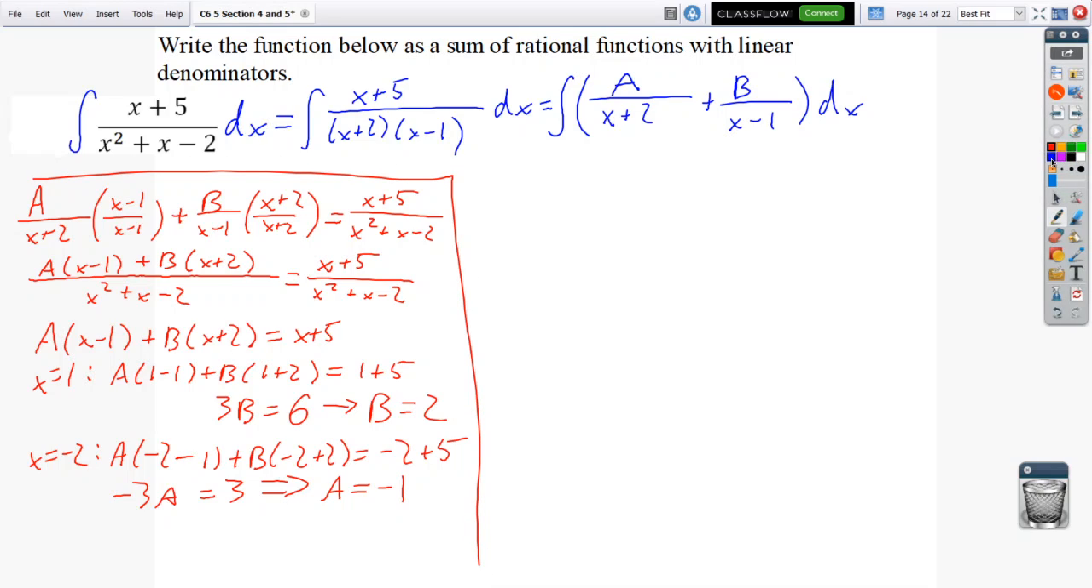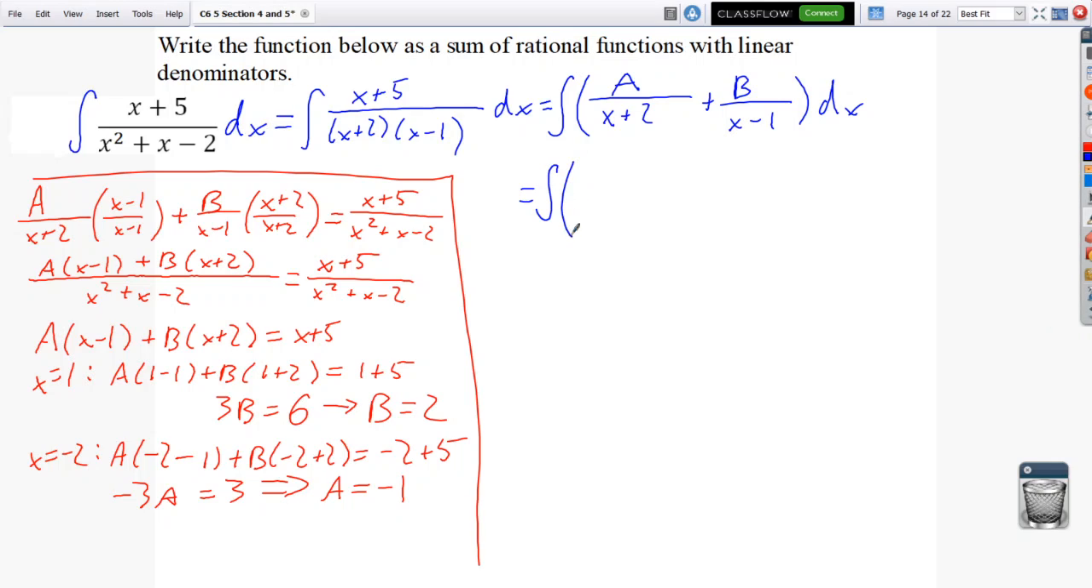Really what I'm dealing with is the integral of a, what did I say a was? a was negative 1 over x plus 2, plus b was 2, right here, over x minus 1 dx. And here's where it gets extremely formulaic.